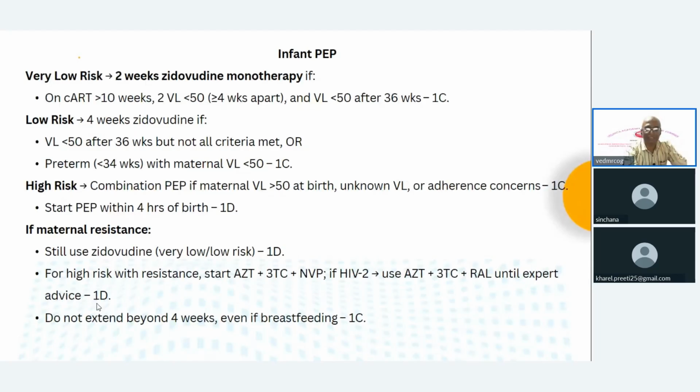And do not extend more than 4 weeks, even if she is breastfeeding. This infant PEP is not indicated for more than 4 weeks. In all groups, maximum it is given for 4 weeks. Here 2 weeks, but monotherapy. Here 4 weeks, but monotherapy. Here also it is 4 weeks, but the combination PEP. Is it clear now? Very low risk and high risk? Yes, sir.